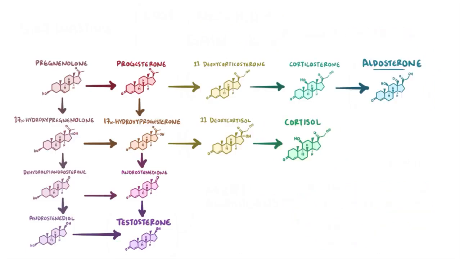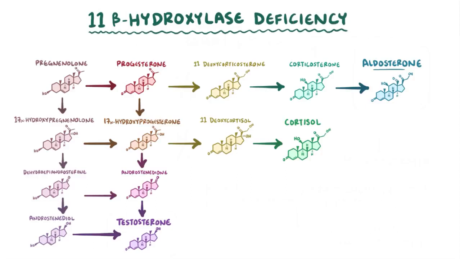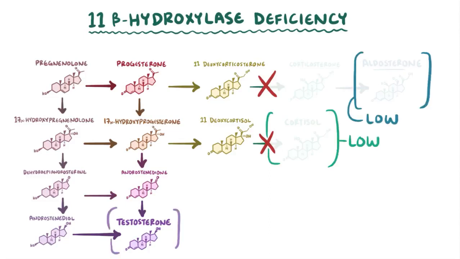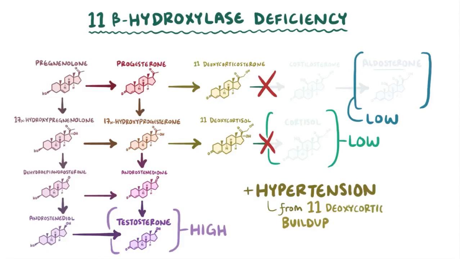The second most common enzyme deficiency in congenital adrenal hyperplasia is 11-beta hydroxylase deficiency. Similarly to 21-hydroxylase deficiency, this condition results in decreased cortisol and aldosterone, as well as increased androgen production. 11-beta hydroxylase deficiency, though, is distinguished from 21-hydroxylase deficiency by the presence of hypertension, which is caused by the buildup of 11-deoxycorticosterone.